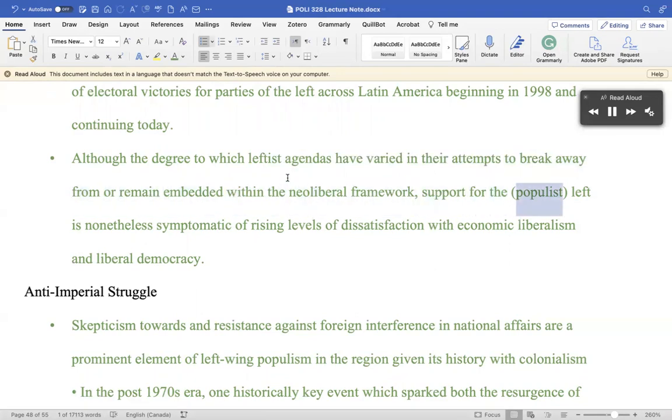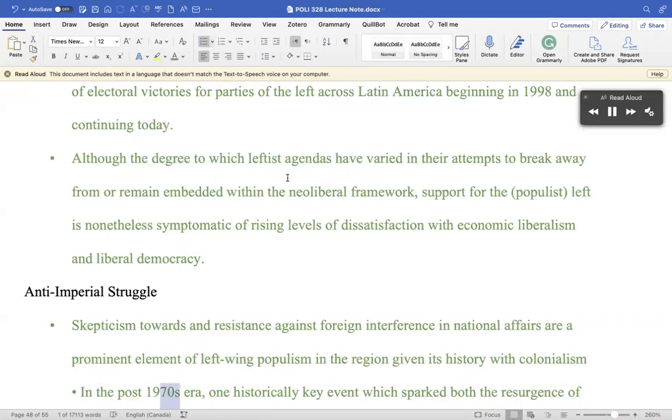Support for the populist left is nonetheless symptomatic of rising levels of dissatisfaction with economic liberalism and liberal democracy. Anti-imperial struggle, skepticism towards and resistance against foreign interference in national affairs are a prominent element of left-wing populism in the region given its history with colonialism.